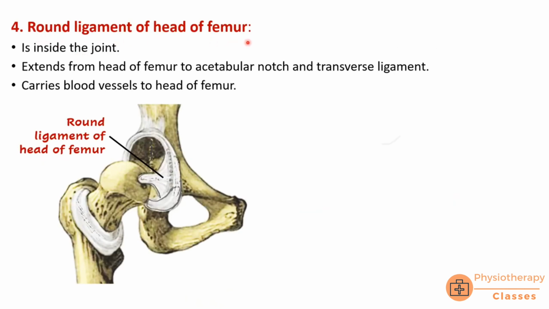We have already seen this ligament. Now this ligament is not present outside the fibrous capsule. In fact, it is present inside the joint. So we can see this small ligament here. This is the round ligament of the head of the femur.